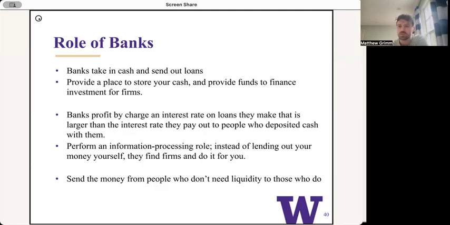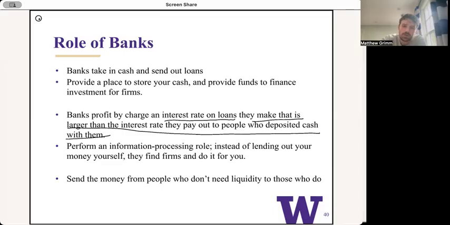So if an investment works out for them, say they say, "Yeah, Matt, we'll take your money. We'll give you 1%." I say, "Well, that sounds good to me." And then they're going to take my money and use it to invest in a startup, and then the startup is going to have to pay back the loan at 5%. So at the end of the day, they make some money from that as well. So banks profit by charging an interest rate on loans. They make it larger than the interest rate they pay out to people who deposit cash with them. It's kind of what I just described there.